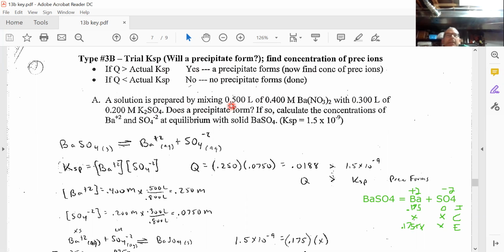So right away, I'm given amounts of two things, and I'm thinking, hey, this looks like a Q or QSP problem, I guess we call it QSP instead of trial KSP. What we're going to be trying to do is figure out if a precipitate forms first. So that's a good review of a type 3 problem. Let's take a look. We're going to be talking about barium sulfate forming.